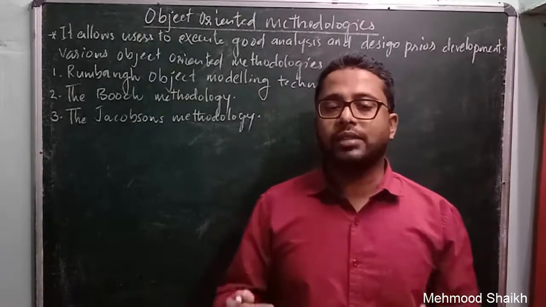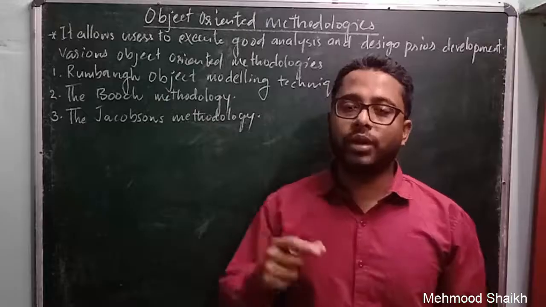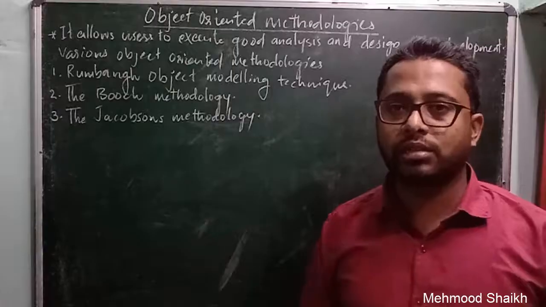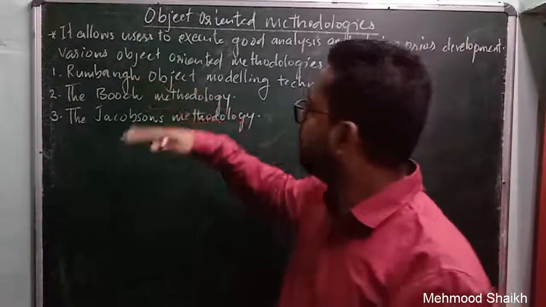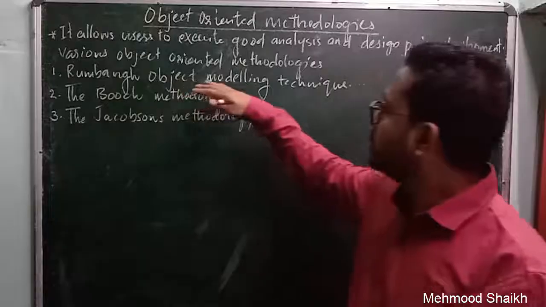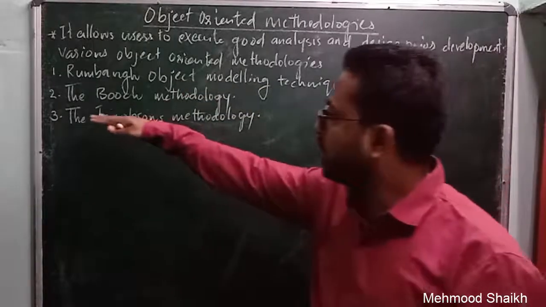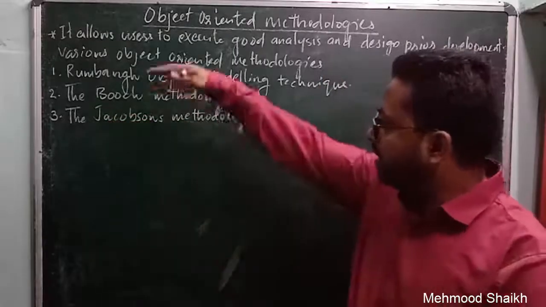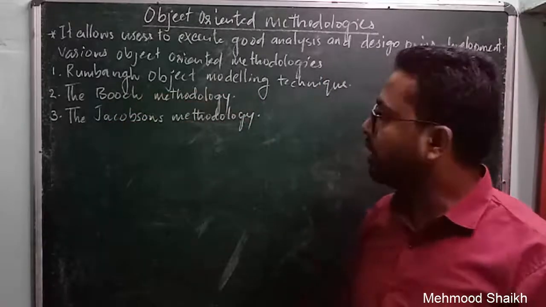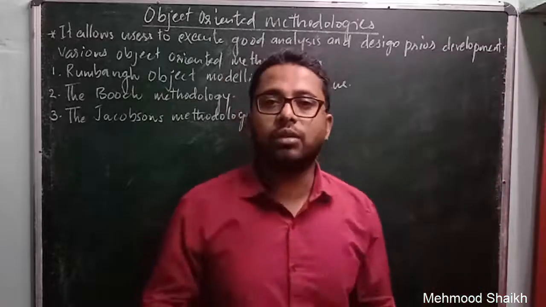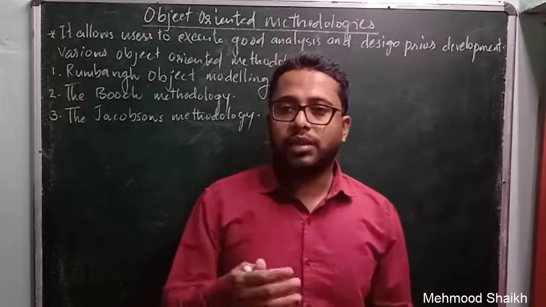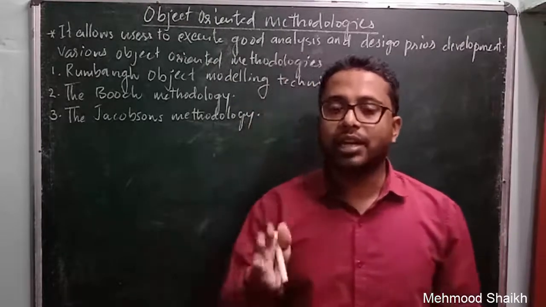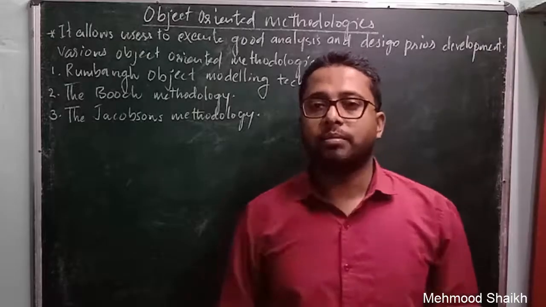So we have various methodologies in the object-oriented way of designing the system, and here I have written down these various methodologies. Now let us see them one by one. The first methodology is Rumbaugh object modeling technique, the second one is the Booch methodology, and the last one is Jacobson's methodology. These are different scientists who have done their research, and based on their experience they came up with the idea that if you use the object-oriented way of analyzing and designing the system, then it's possible that you will come up with a better system.